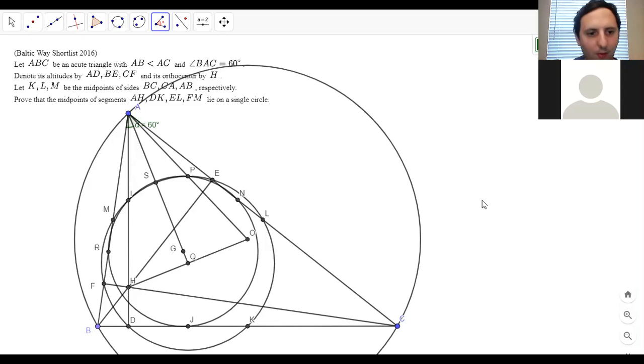Yeah, this one feels so hard. I think this one was like a G13 for Baltic Way. So it's going to be pretty hard. You don't think it's that hard? Okay.